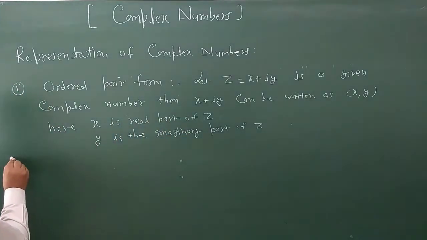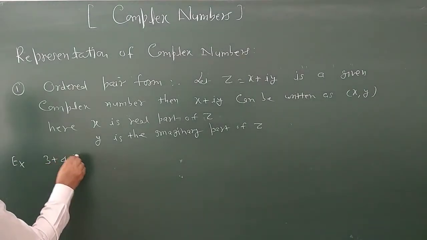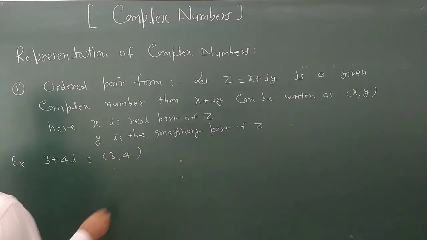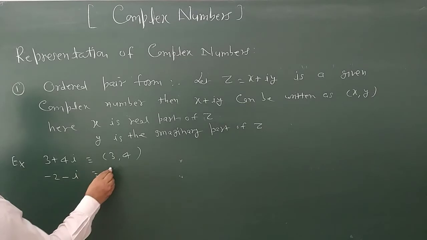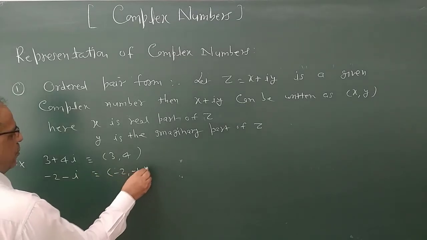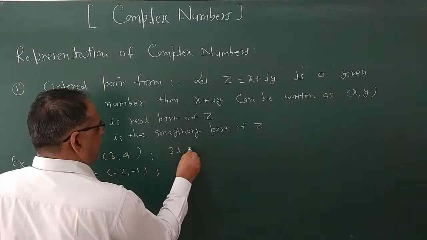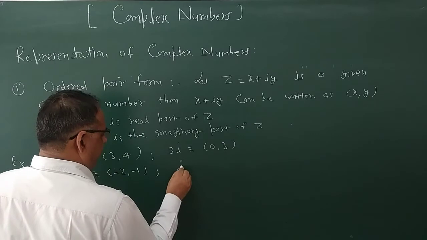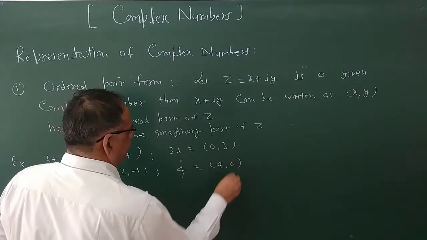For example, 3 plus 4 iota can be written as 3 comma 4. Minus 2 minus iota can be written as minus 2 comma minus 1. 3 iota can be written as 0 comma 3, and 4 can also be written as 4 comma 0.